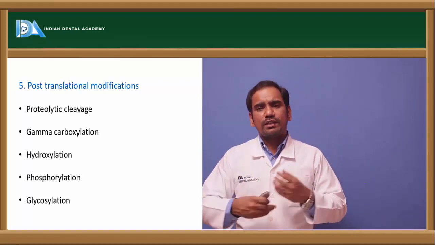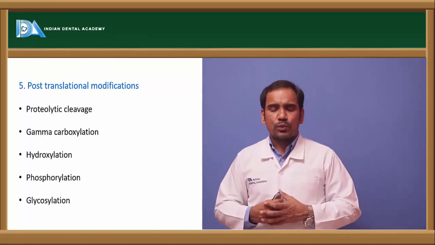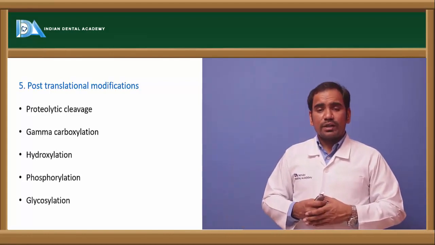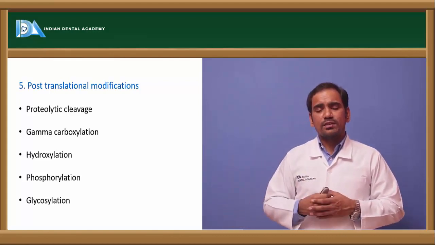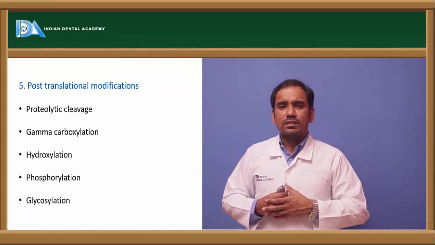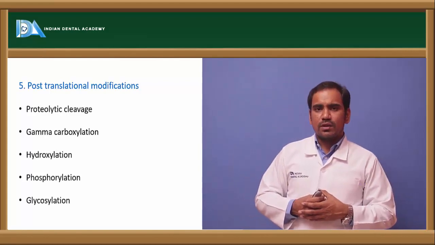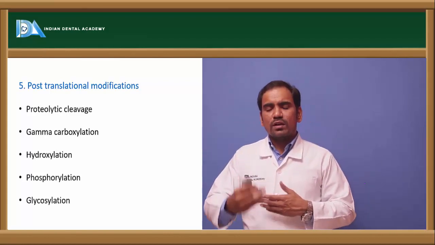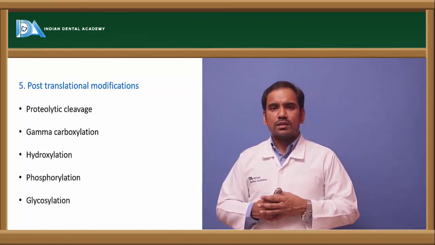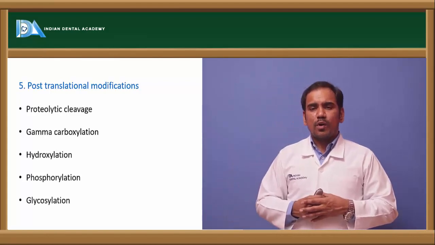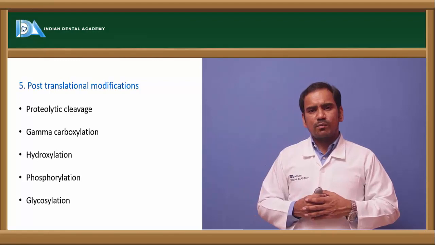We have to modify that protein or polypeptide so that it becomes a biologically active protein. Right? For that, we have to do some modifications. That protein undergoes some modifications, and those modifications are called post-translational modifications. So after the synthesis of protein, that protein undergoes some modifications, which we call post-translational modifications. Right. So what are those post-translational modifications?